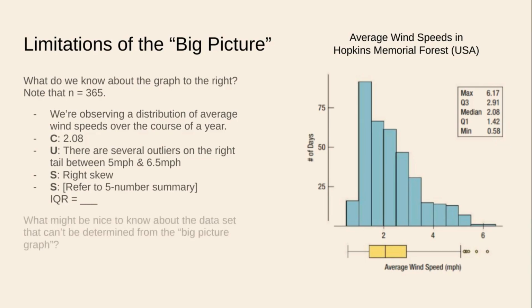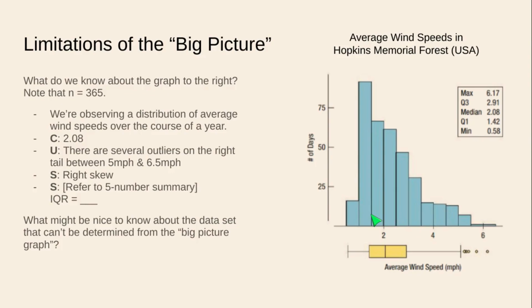Now, what might be nice to know about the data set that cannot be determined from the big picture graph? Well, one thing that might be nice to know is is there a particular time of year in which these outliers are more likely to happen? Are there other times of year that the wind is especially slow for a long period of time, which would make for these taller bars on the left-hand side, right?